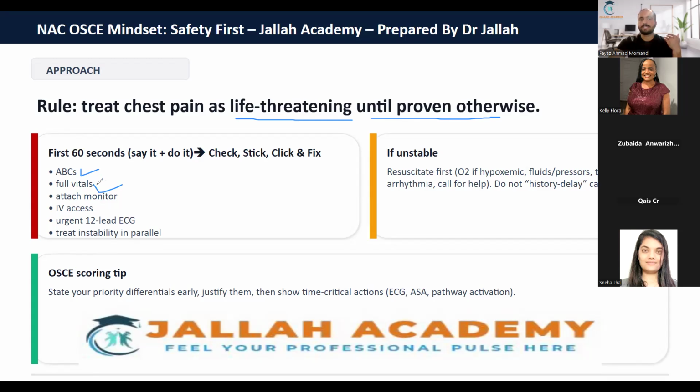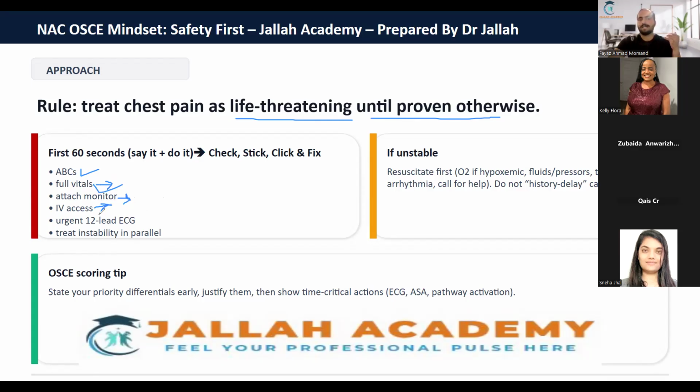Full vitals, make sure you ask about vitals as soon as you enter. You can introduce yourself, ask the patient what's going on. They will say, I have chest pain. And then you can say, do we have a set of vitals for the patient? If it's in a hospital situation, you would attach monitors, but in OSCE, monitors may not be available. So you just verbalize that ideally, I would want the patient attached to a monitor.